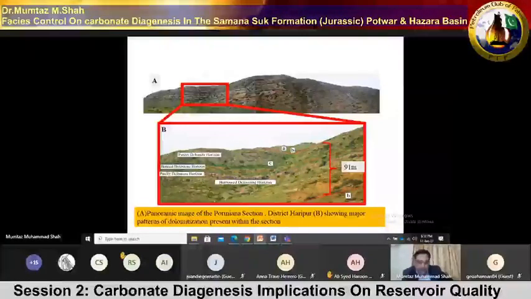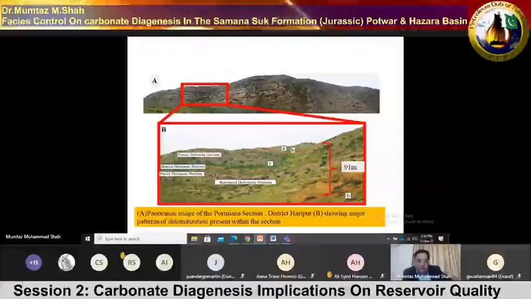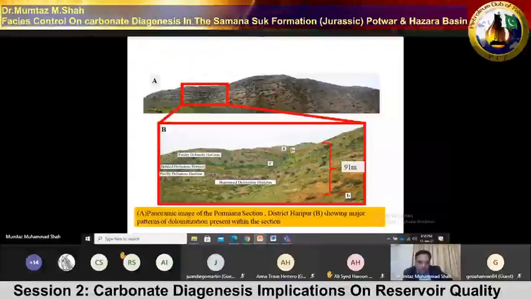Then the third outcrop, the Baragali and Shaladita sections, represents a thick sequence of these limestone and dolostone bodies interbedded with each other.